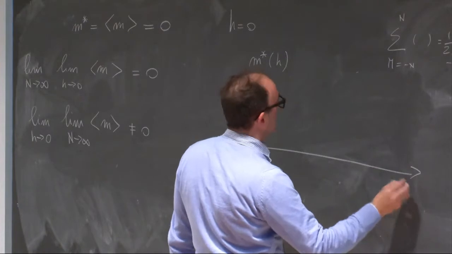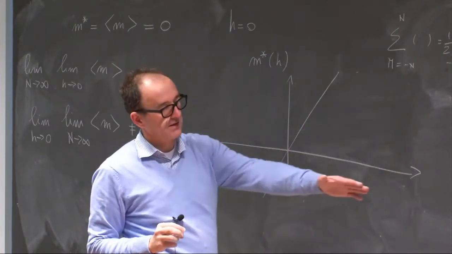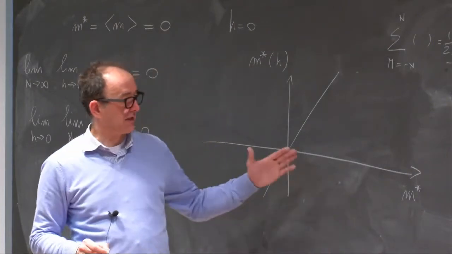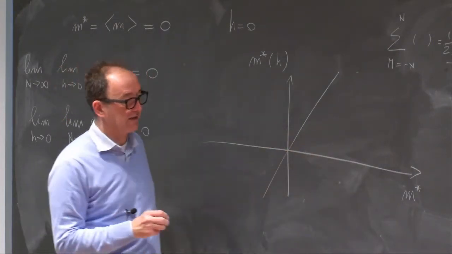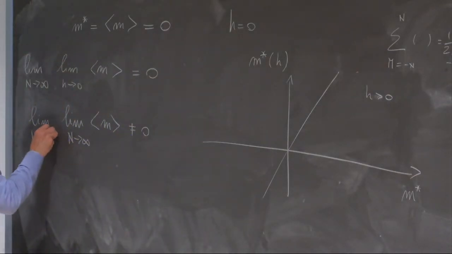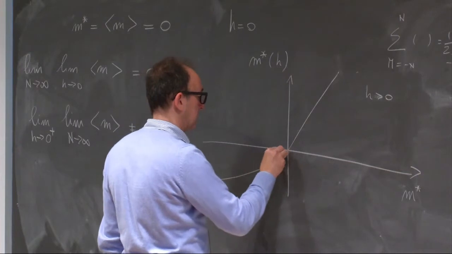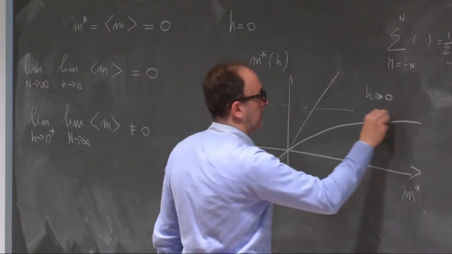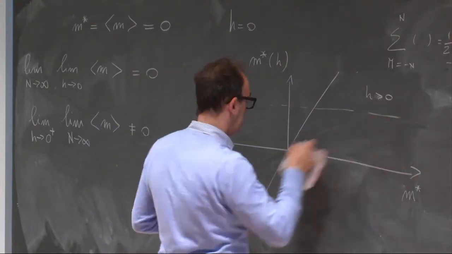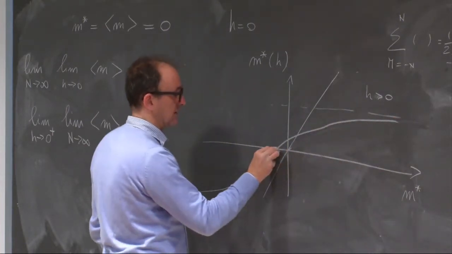Let me do it graphically, okay? So on the left-hand side, you just have m star. So I'm just plotting as a function of m star the left-hand side and then the right-hand side. So let's take a small positive h, okay? Let's say that h goes to 0 from the positive side, okay? So if h is positive, then this function is something like this. It should cross 0 at some point here. Okay?